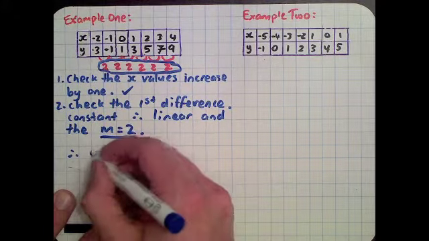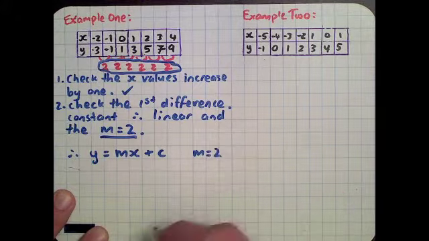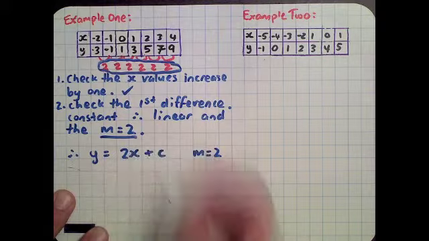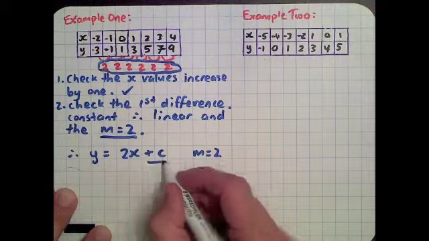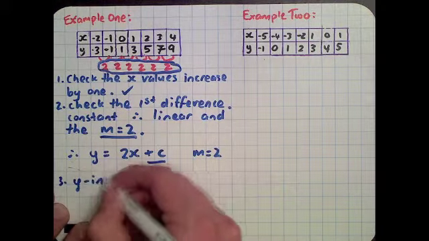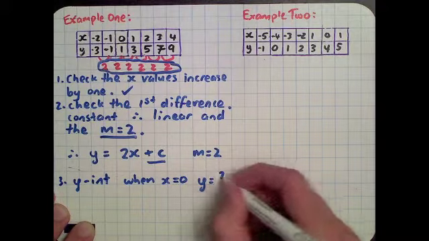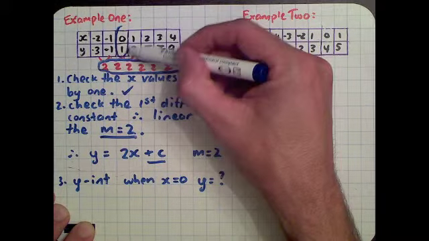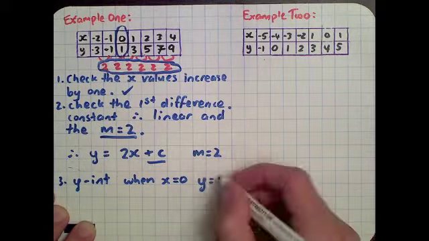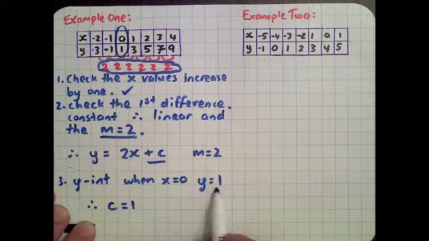Alright, well that makes things pretty easy, eh? We got our equation y equals mx plus c. If m equals 2, well, we just swap those. Get rid of that m and put a 2 there. Y equals 2x plus c. All we've got to do now is find our c value. Alright, remember our c value was our y-intercept. Now this is when x equals 0. So we find our y value when x equals 0. Well, there's x equals 0. Go along in your table, and our y value is 1. Now you know what that means. That means your c value is also equal to 1.